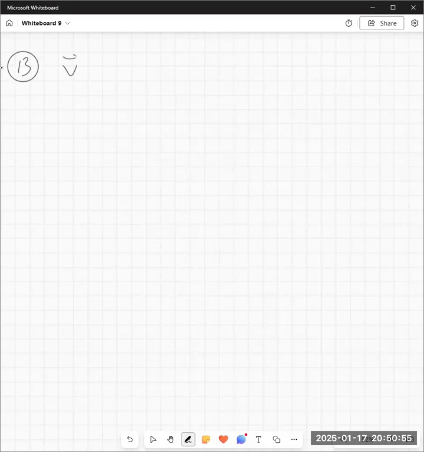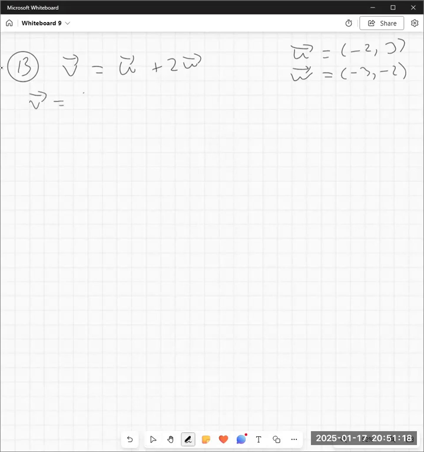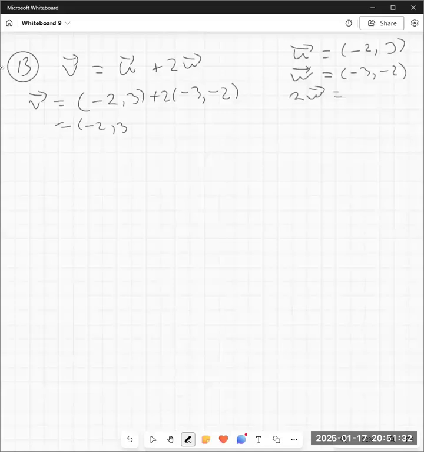If v is equal to u plus 2w, and u is equal to negative 2, 3, and w is equal to negative 3, negative 2, we want to first do the math here to figure out what v is. So I'm going to do this multiplication first because I need to know this vector for my geometry that I'm going to be doing here in a minute.